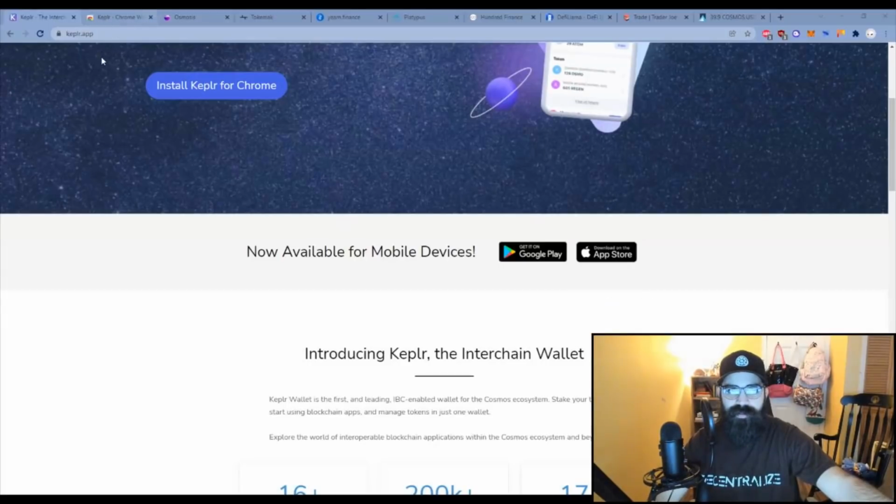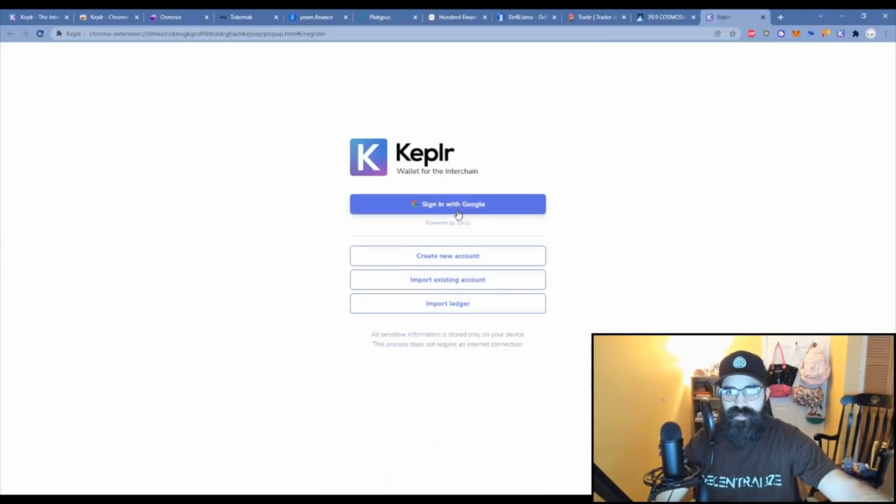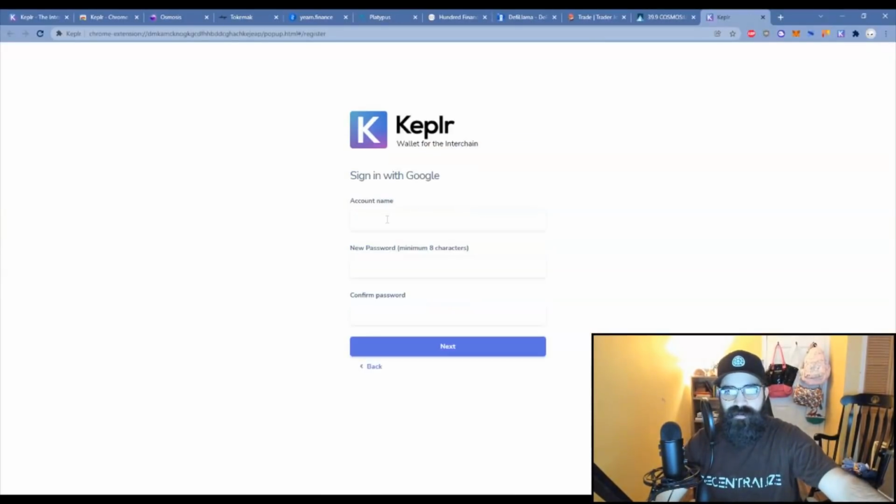So the cool thing about that is that you can use your Atom on Coinbase to send it right over to your Keplr wallet. Okay, so what am I going to do? I'm going to go over here to my extensions, which you guys can't see right now, and then I will pin the Keplr wallet. And so now you guys can see this K, right? So when I click on this K, you can see, I can sign in with Google.